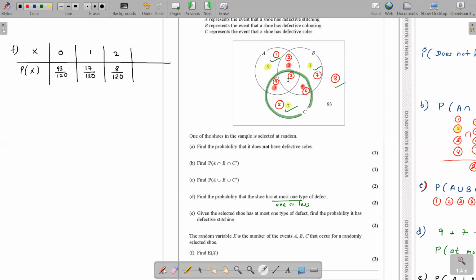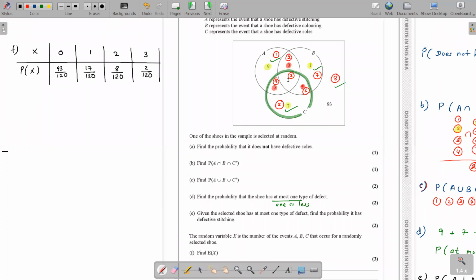And the last one, what's the maximum number of defects we have? The maximum number of defects we have is 3. We don't have 4 defects, right? This shoe has only 3 types of defects they've given. So can I know the value? How many shoes have all the 3 types of defects? 2. So 2 out of 120. First thing is that you build this probability table.